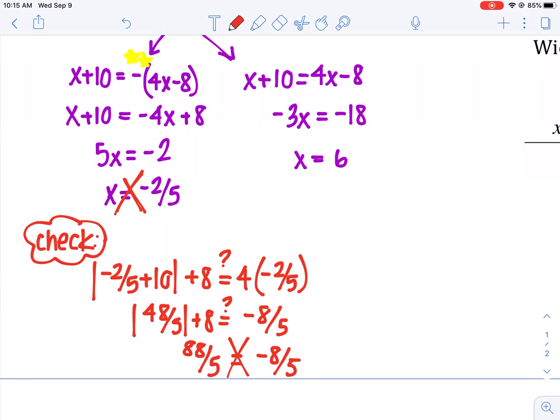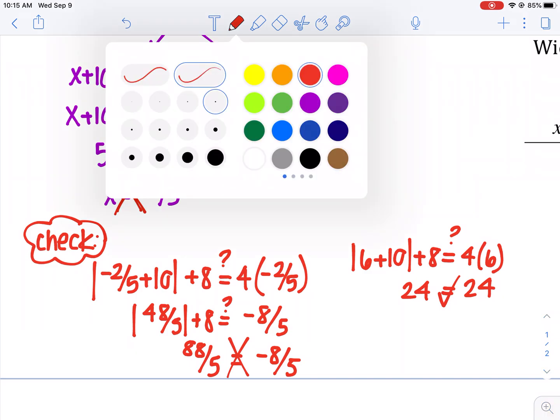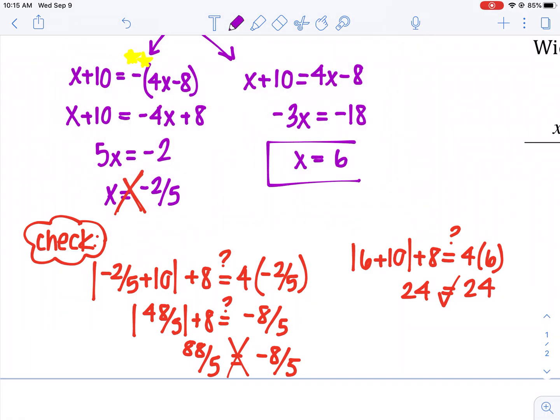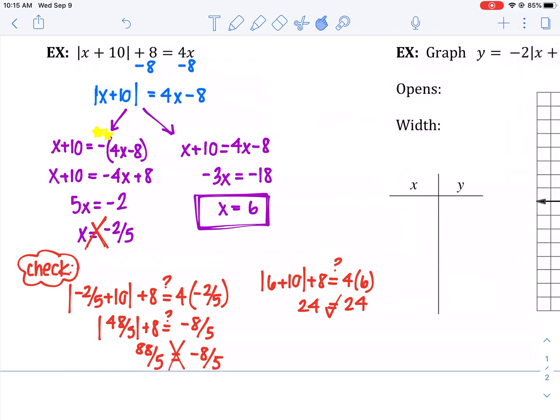When you check x equals 6, it will work, but let's just make sure you are able to get there. You get 16 plus 8, which is 24, indeed equals 24. So if you got this right from the beginning, nicely done. If not, please look at the work and correct. It probably was in your initial solving.